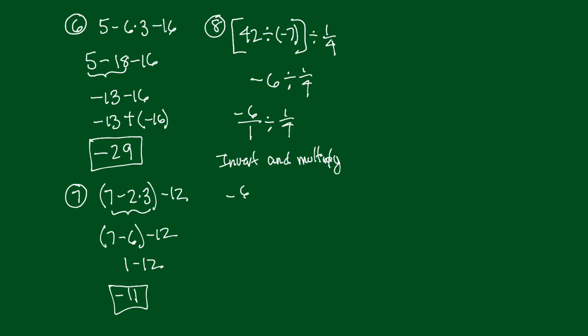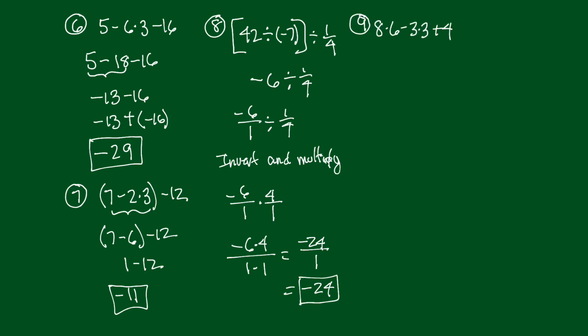So I'm going to get negative 6 over 1 times 4 over 1. Now multiply the tops together. Negative 6 times 4 over, multiply the bottoms together, 1 times 1. That gives me negative 24 over 1, which is just negative 24.